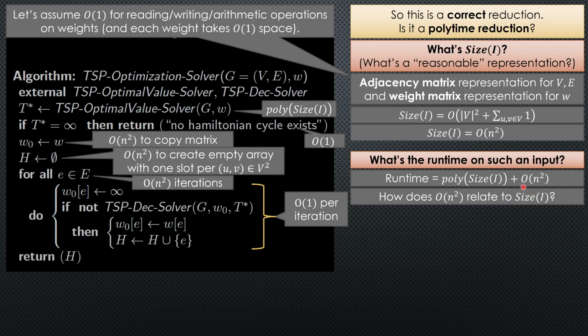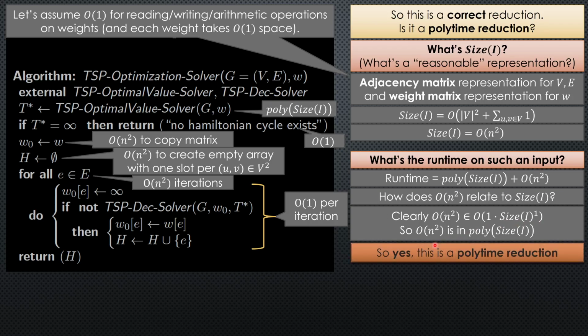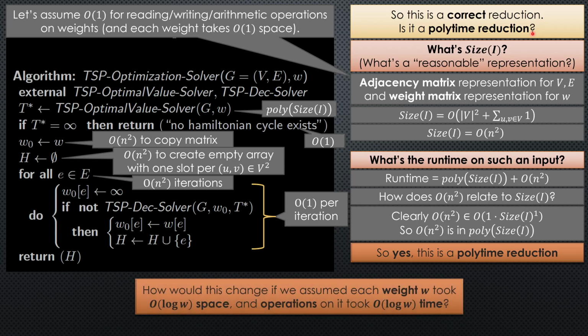So let's check if O of n squared is poly in the input size. Well, the input size is order n squared. So clearly, O of n squared is in big O of 1 times the input size to the 1. That's a polynomial in the input size, right? So yes, it is. So this runtime is polynomial in the input size. This is a polytime reduction. We showed it's correct. We showed it runs in polytime in the input size. So this is a polytime reduction.